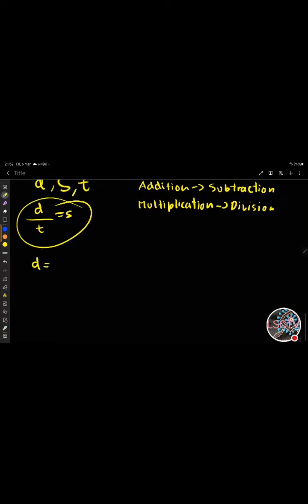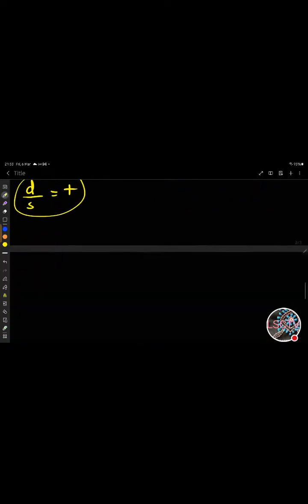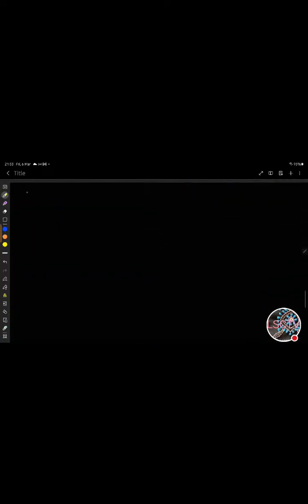Now, D by T equals S. So you can basically say that when you have the speed and the time, the distance is the speed times the time. Alright, so then again you can flip this formula, saying that distance by speed is equal to the time, of course. Then you flip the formula, you can get the time. Alright, so we have finished speed.